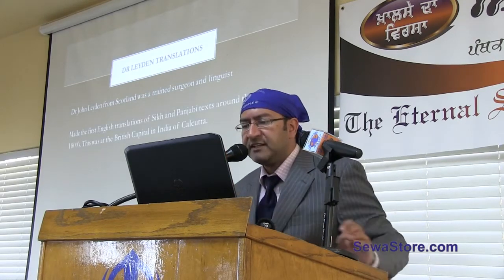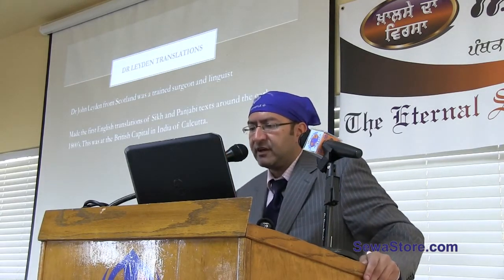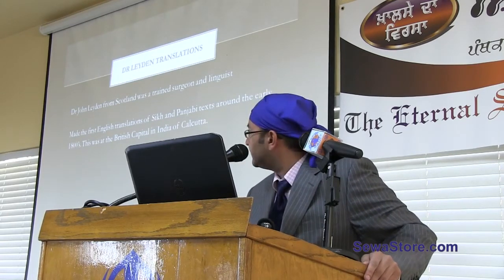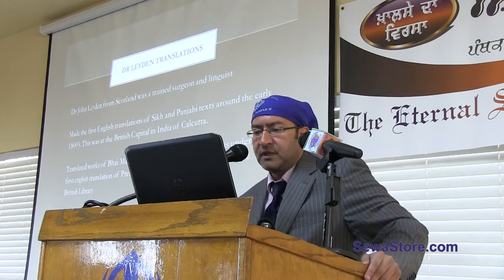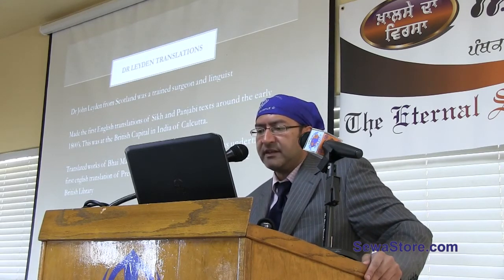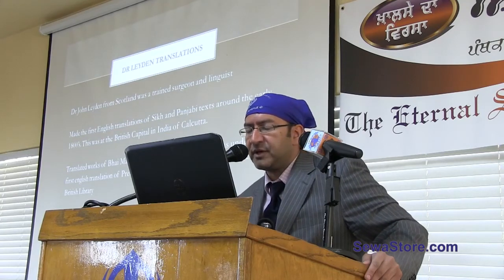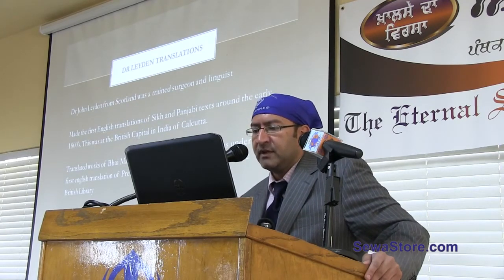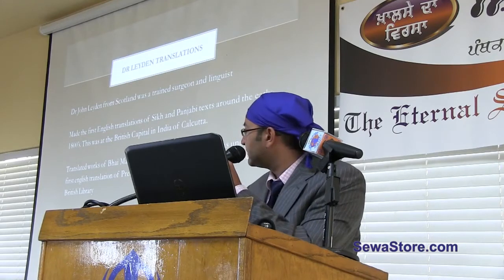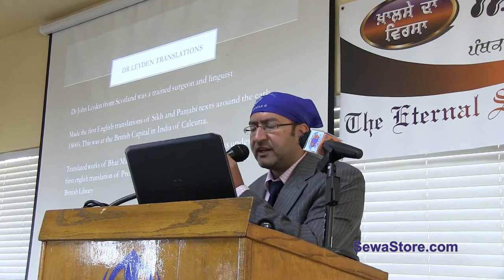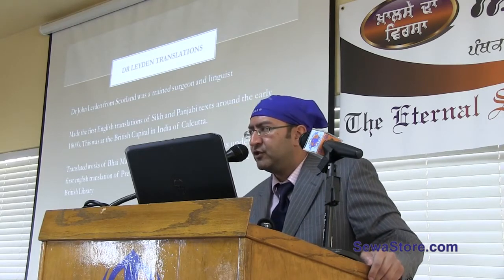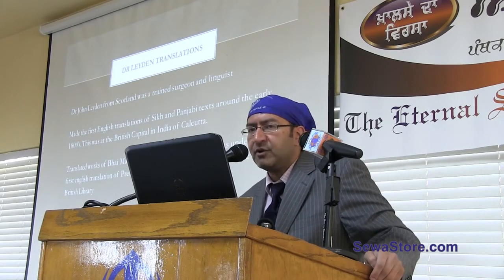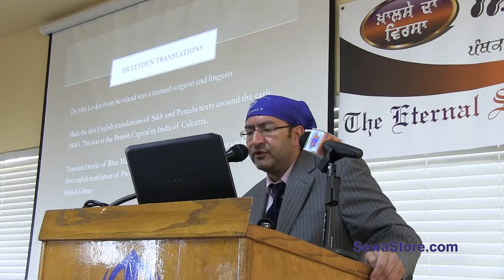He made the first English translation of Sikh and Punjabi texts around the early 1800s. This was at the British capital of Calcutta. He translated the works of Bhai Mani Singh, Bhai Gurdas II, as well as undertaking the first English translation of Prem Sumara Granth as well. These are kept in the British Library. These translations were brought out into the public in 2011 by the Punjab Cultural Association of the UK, and they are available on the internet to view.